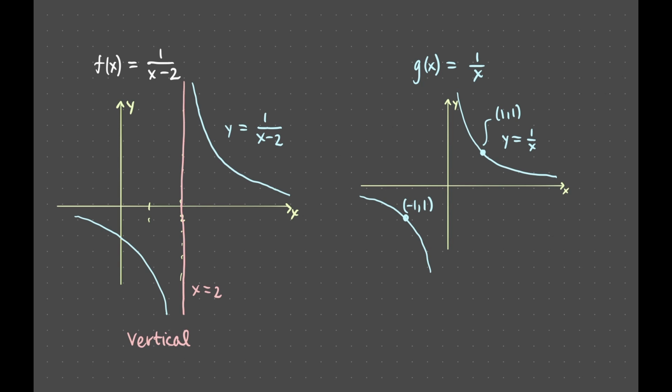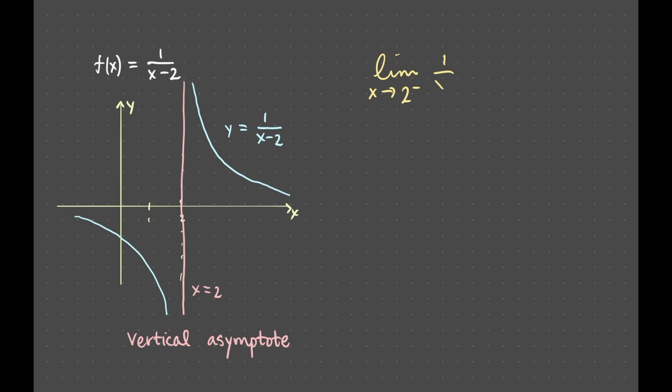It's a vertical line that's approached by the graph of f as x goes to 2, either from the left or from the right. From this graph, it's clear that the limit of f as x approaches 2 from the right is equal to infinity, and the limit as x approaches 2 from the left is equal to minus infinity. These one-sided limits are also evident from direct numerical analysis.